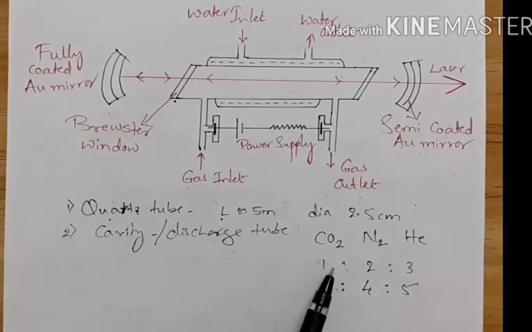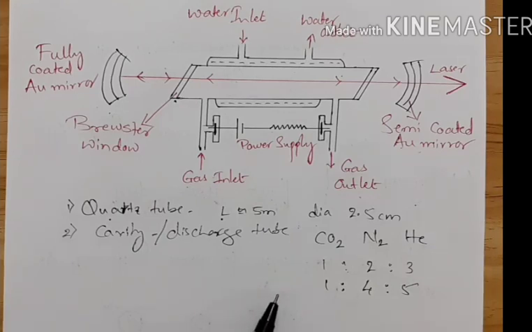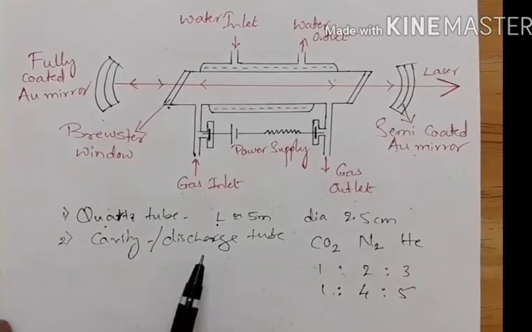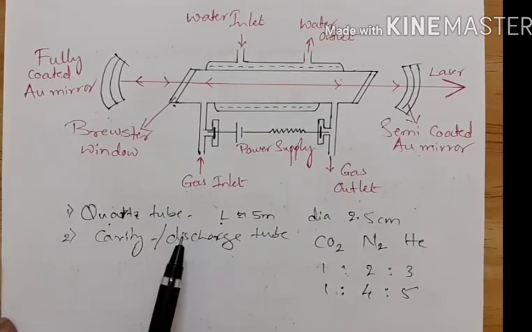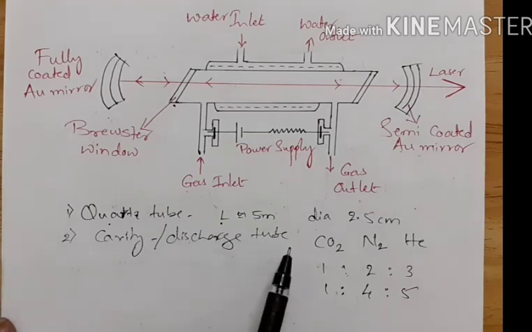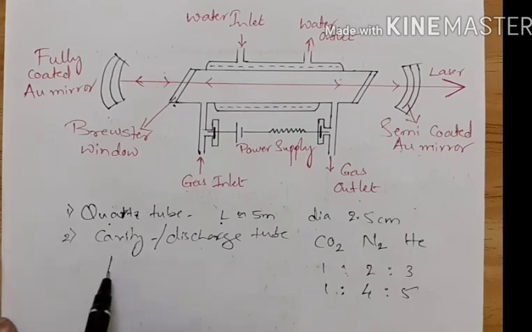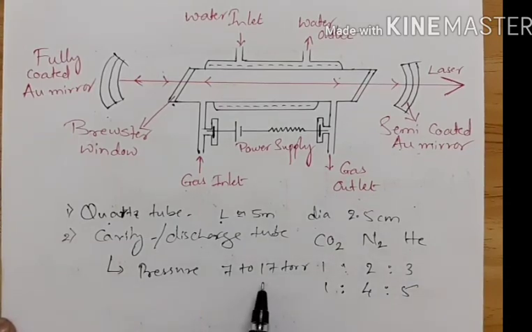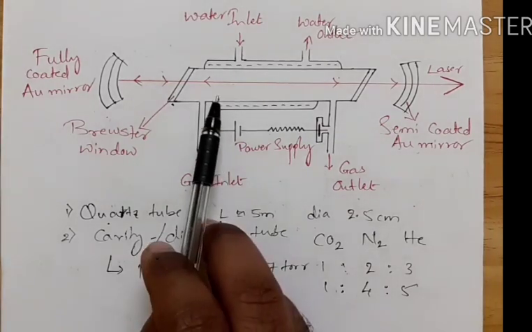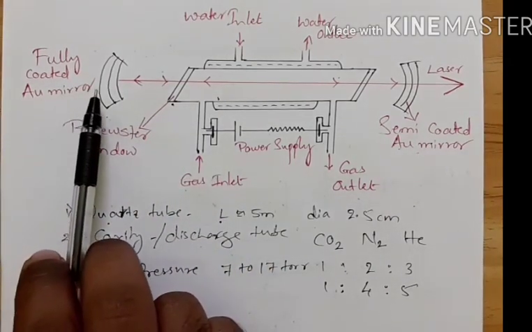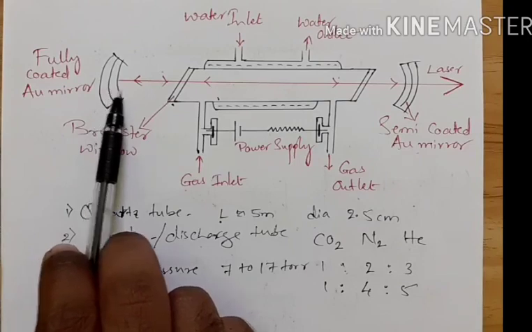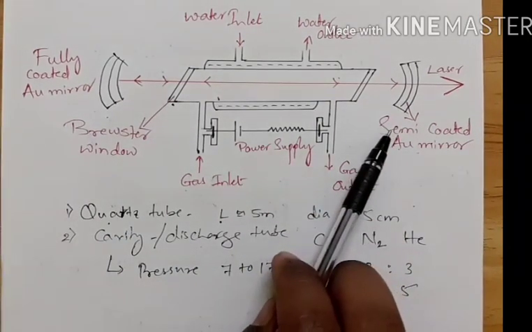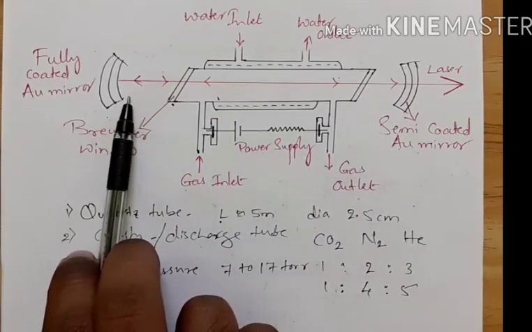And here in this tube, the pressure inside this tube is more or less 7 torr to 17 torr, and that pressure will be maintained inside this tube. And we have two gold mirrors, one is a fully coated gold mirror and there is a partially coated gold mirror, and we will see what is the function of that. Already we have seen that, again we will see.